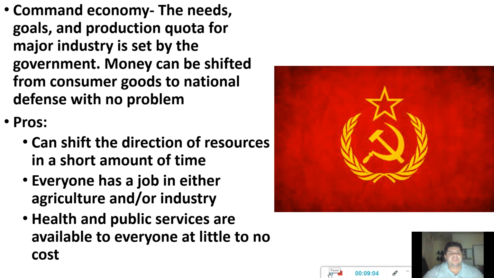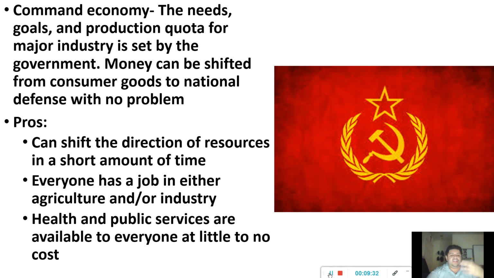All right, so the next one is the command economy. This is where the needs, goals, and production quota for major industry is set by the government, not by individuals, not by tradition, but the government. Money can be shifted from consumer goods to national defense in no time flat. Okay, so, the pros to having a command economy where the government basically controls everything.